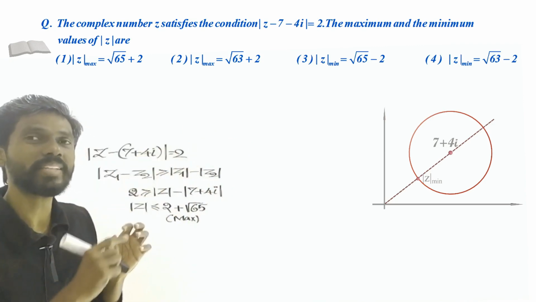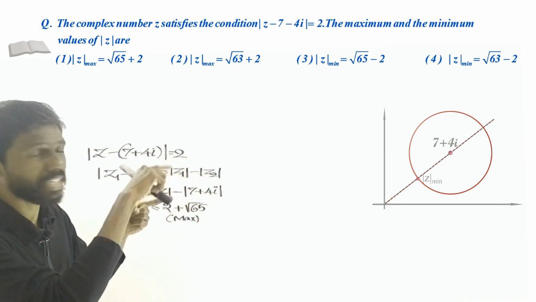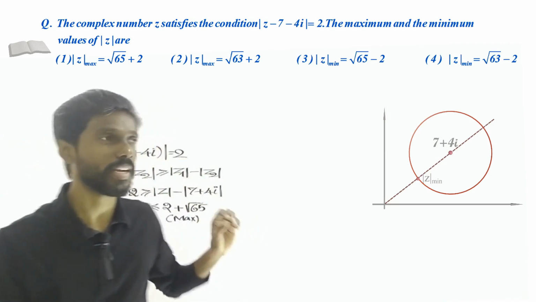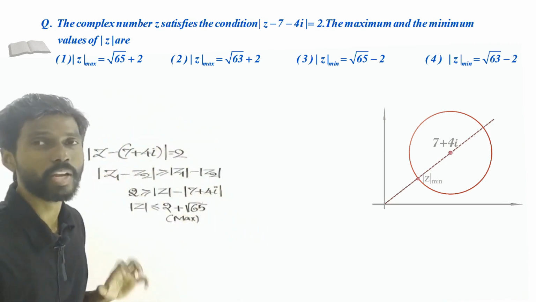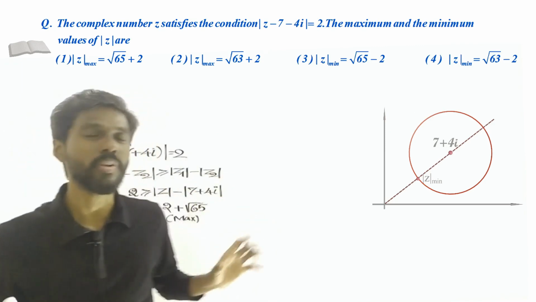So you just find the distance from origin to that point where the line meets the circle, and that is the minimum value of modulus of z. Similarly, the other point will give you the maximum value of modulus of z, right? Simple geometry only. It looks like a question of complex number. No, it is only geometry.